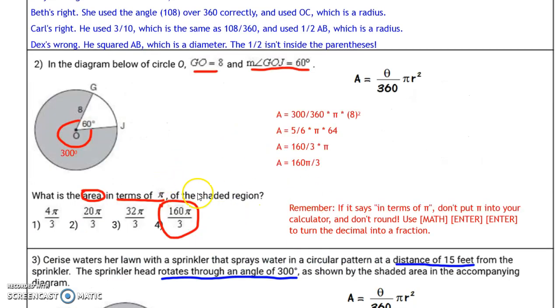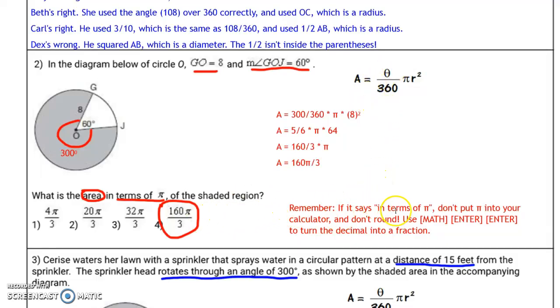All right, for this question, it's asking for the area of the shaded region. In this case, it's given to us that the angle is 60 here, but we want the shaded region, so the angle of the shaded region is going to be 300. We plugged it into the formula. That's the same exact sector formula.